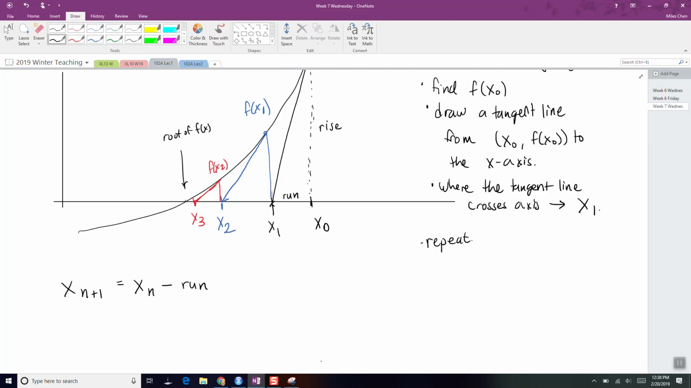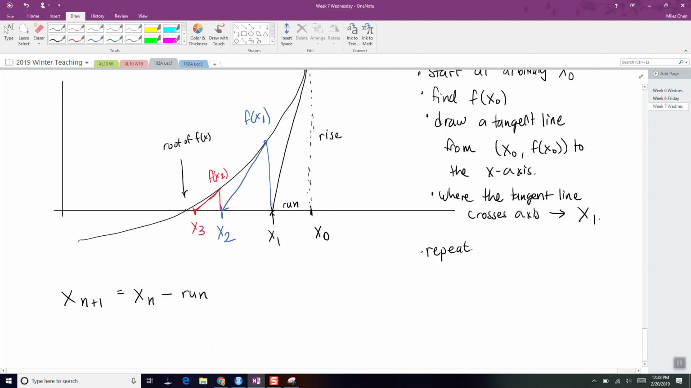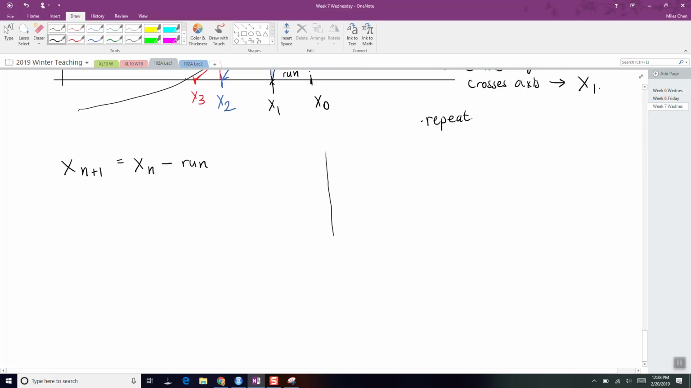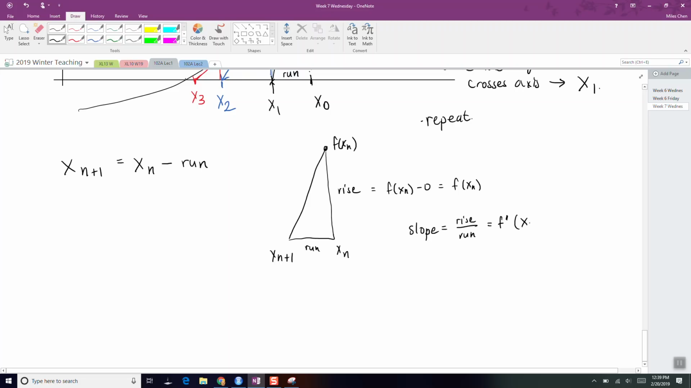Well, what do we know? Let's take a look at our triangle here. Here's xn, and here's xn plus 1. I've got the rise, here's the run. We want to solve for the run, and I've got f of xn. So my rise is equal to f of xn minus 0, so my rise is equal to f of xn. And what is my slope equal to? Slope is rise over run, and this is equal to f prime of xn. So if I know the slope, I can solve for the run by saying run is equal to rise divided by the slope.